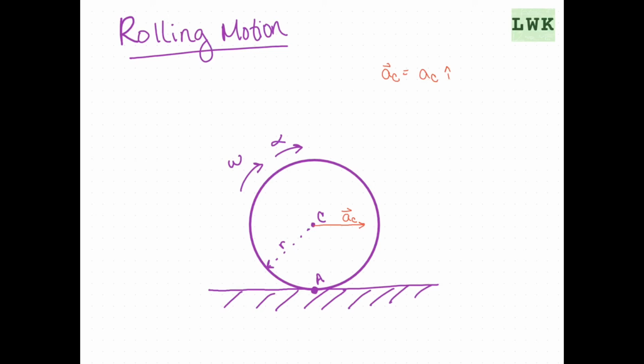And at our point A, we're going to have two components of acceleration. So we'll have AY and AX. So our AX is going to be equal to 0. Our AY is going to be equal to r times omega squared.